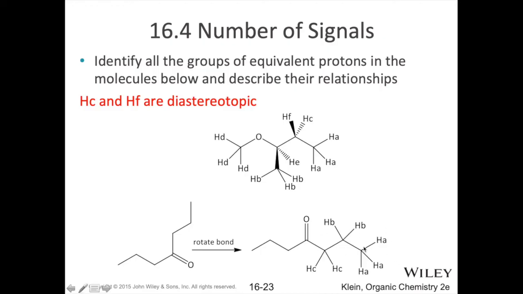All right, and again, these 3 hydrogens here are homotopic to each other. These 2 are enantiotopic, right? You have a mirror plane going through this molecule here that allows these 2 to be enantiotopic to each other, and likewise, hydrogen C's are enantiotopic to each other as well.